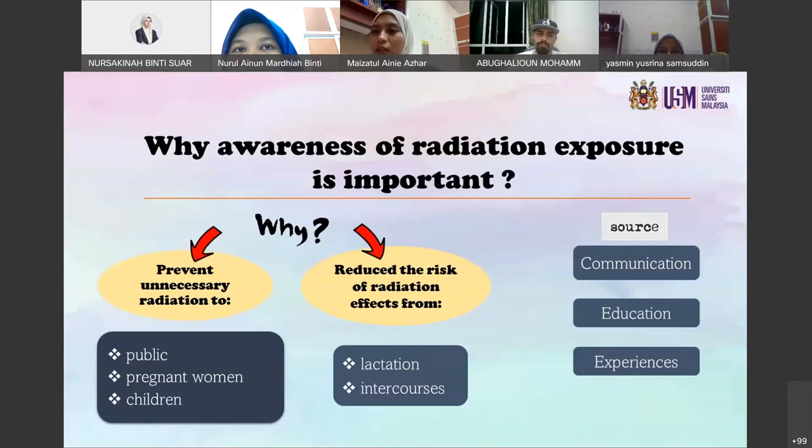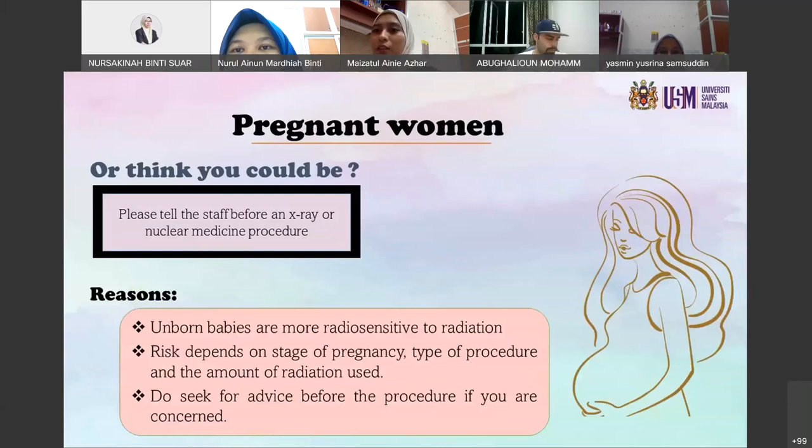Next slide. So in my presentation today, I would like to emphasize the effects that pregnant women may encounter if they are receiving radiation exposure. But before that, let us begin with the first step before any procedure is performed, where the patient will be checked whether they are pregnant or not. And they should tell the staff if they are pregnant or they might think they are pregnant.